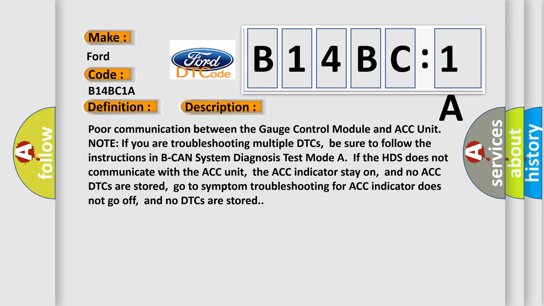Note: if you are troubleshooting multiple DTCs, be sure to follow the instructions in B-CAN system diagnosis test mode. A. If the HDS does not communicate with the ACC unit, the ACC indicator stays on, and no ACC DTCs are stored, go to symptom troubleshooting for ACC indicator does not go off, and no DTCs are stored.